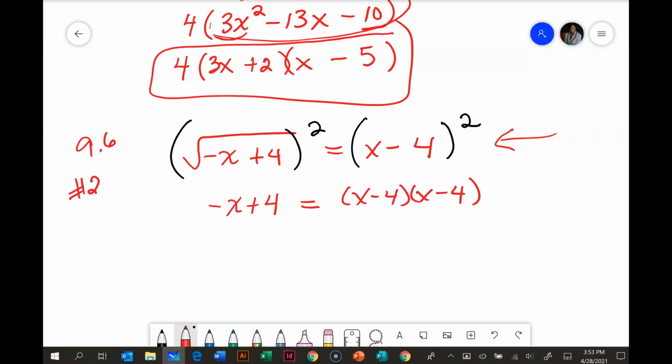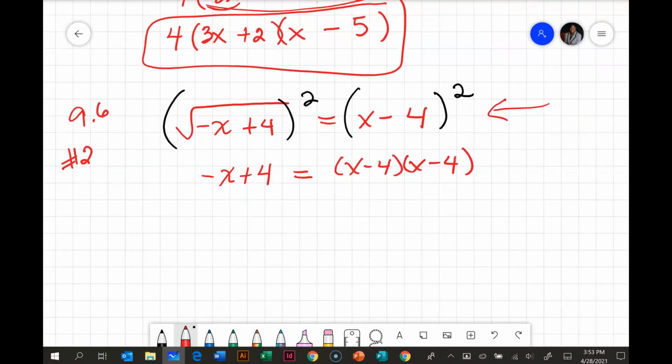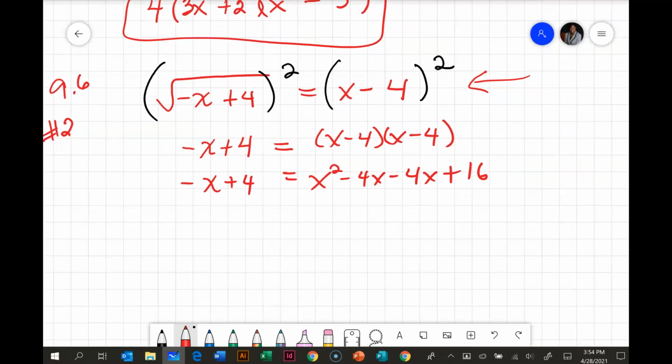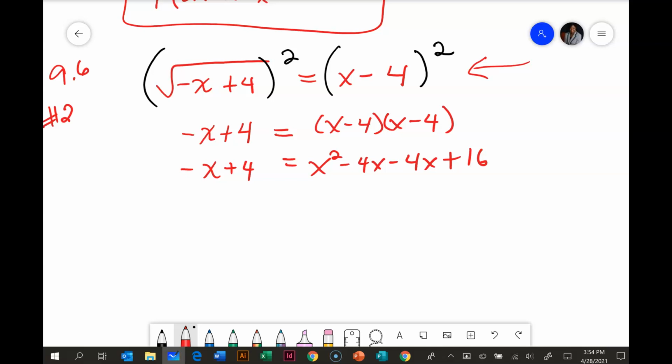Not that shortcut way that some people claim it is. It's not x squared minus 4x plus 16, but a lot of students do this shortcut and it's not right. You have to write those parentheses twice and you have to FOIL. So what is it really on the right side? That's x squared minus 8x plus 16.